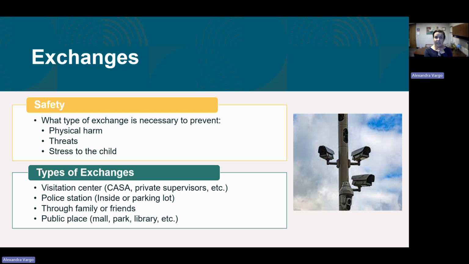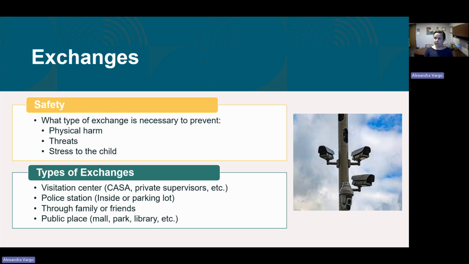It's important for them to be safe. So you want to make sure that the exchange zone, or the way that the exchange works, is going to be the least stressful to the child and the most safe. So somewhere in a public place is usually recommended and preferred.